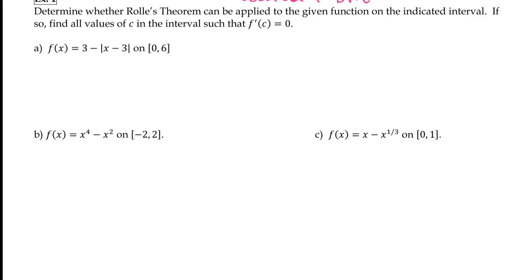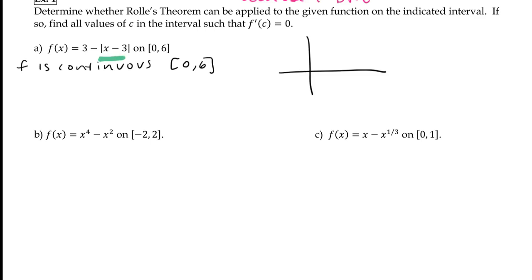So let's look at this first one. We have an absolute value function. Is f continuous? Sure. We don't have any gaps, so f is continuous on 0, 6. Now, to find out if we have differentiability, you need to take the derivative. Absolute value is a little weird. How about we analyze the graph? Let's look at these shifts. Do you see the x minus 3? That means I go 3 to the right.